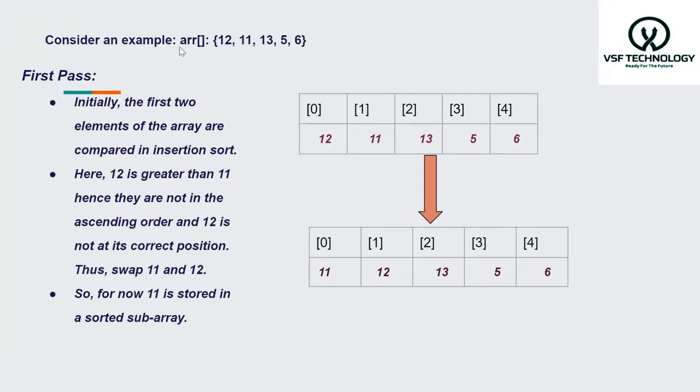Consider an example array in which the elements are 12, 11, 13, 5 and 6. First pass. Initially, the first two elements of the array are compared in insertion sort. Here 12 is greater than 11, hence they are not in ascending order, and 12 is not at its correct position. Thus swap 11 and 12. So for now 11 is stored in a sorted subarray.